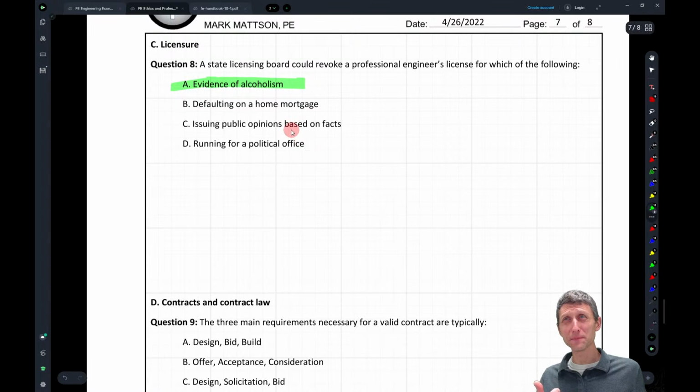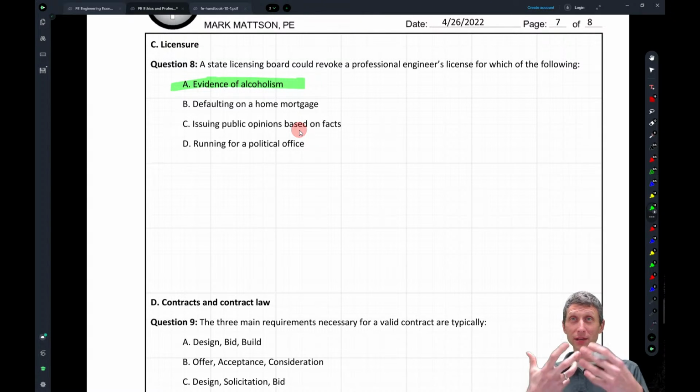Can you issue public opinions if they're based on facts? Yes, you have to be careful here. You don't want to issue a whole bunch of statements that are just speculation. That's where you have to be really careful about public statements that are just out there, where you're presenting yourself as an expert but haven't done your due diligence to work it through. But this is based on facts, based on actual knowledge.